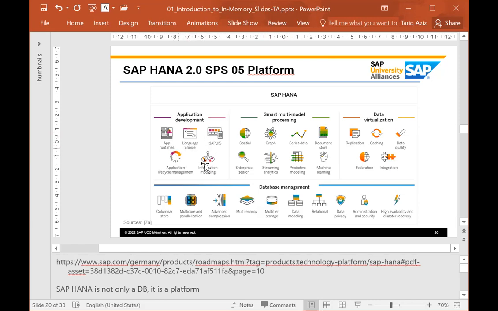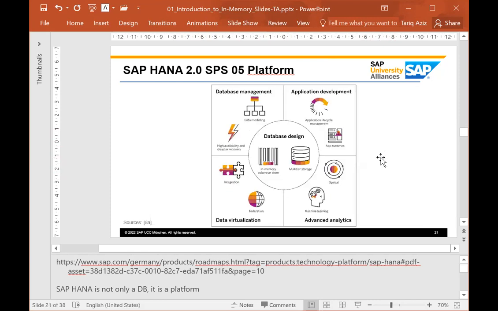Application development, yes, they did improve as well. They also did some data virtualization and data integration with other databases, and they brought some new stuff. So they are improving every time. In short, we have advanced analytics, application development, database management, data virtualization and integration, and this is our database design.